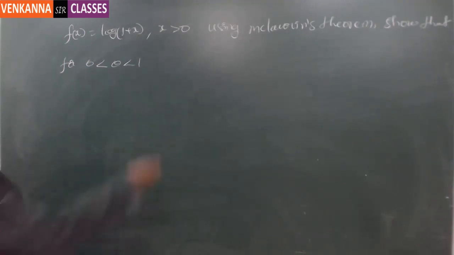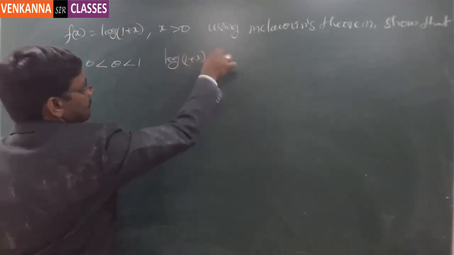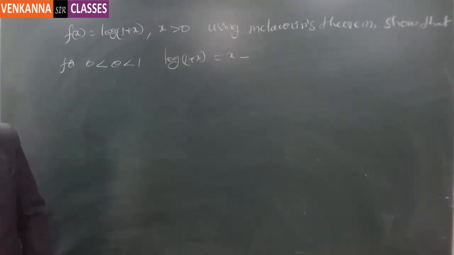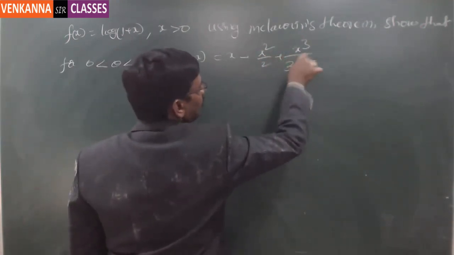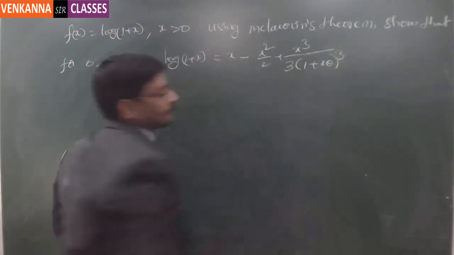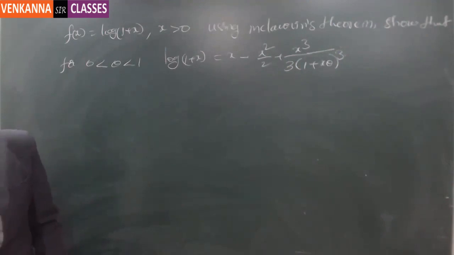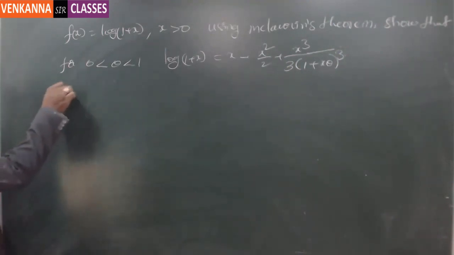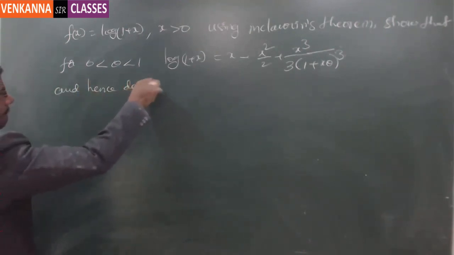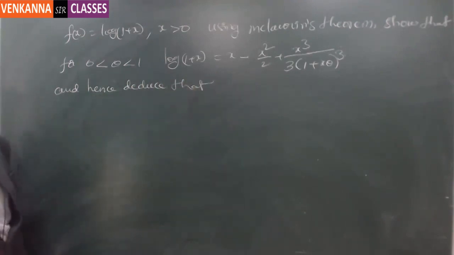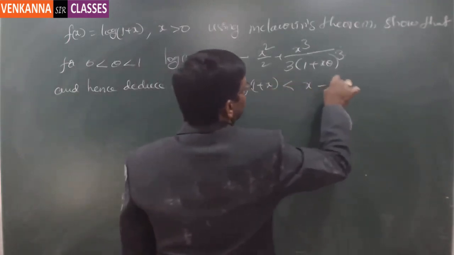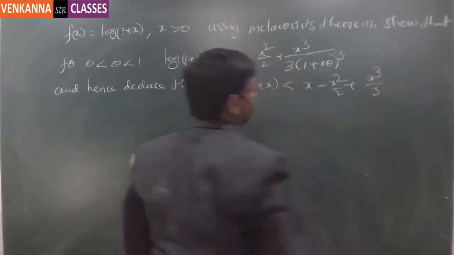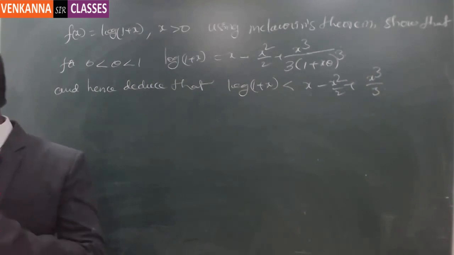log 1 plus x is equal to x minus x square by 2 plus x cube by 3 into 1 plus x theta whole cube, and hence deduce that log 1 plus x is less than x minus x square by 2 plus x cube by 3. Yeah, can you prove this?